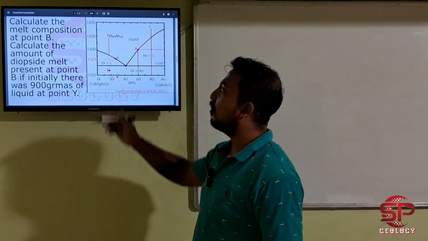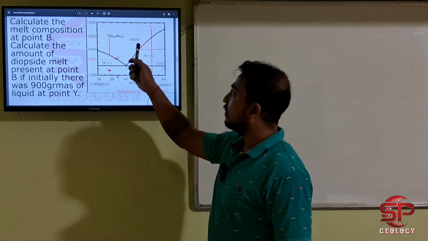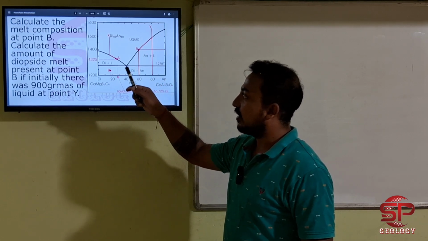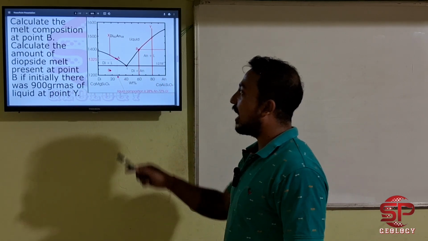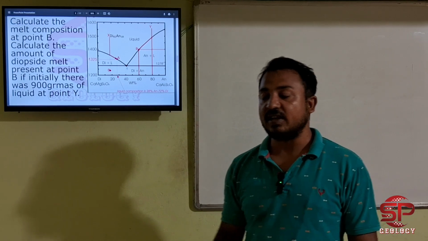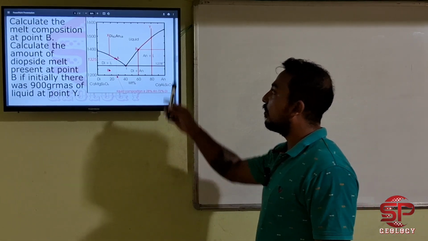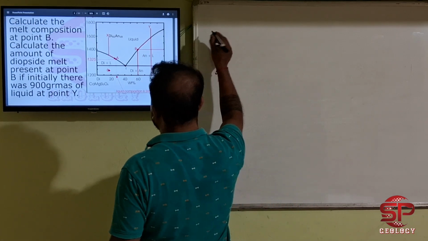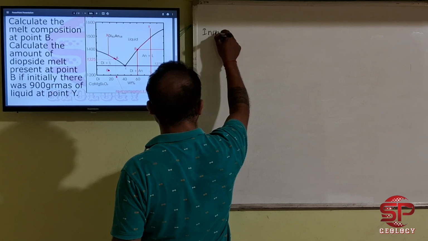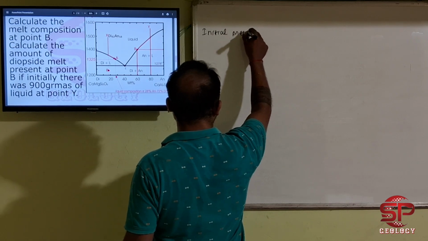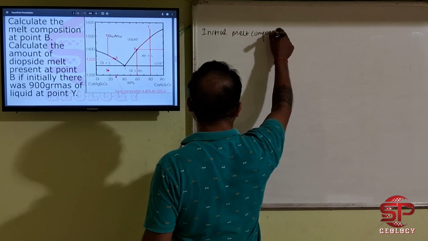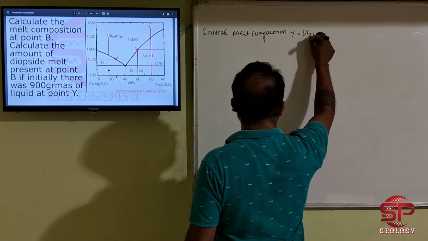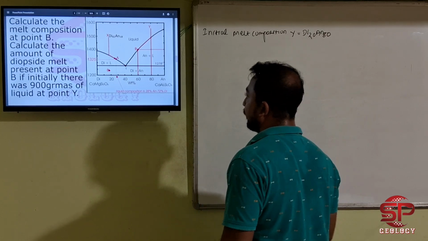Then we come to calculate the melt composition at point B. So it is saying this B, not this B. So you have to calculate the melt composition at point B, and also calculate the amount of diopside melt present at point B if initially there was 900 grams of liquid at point Y. So now we have initial composition point Y. So we will take here initial melt composition, it is Y, which is diopside 20, anorthite 80.